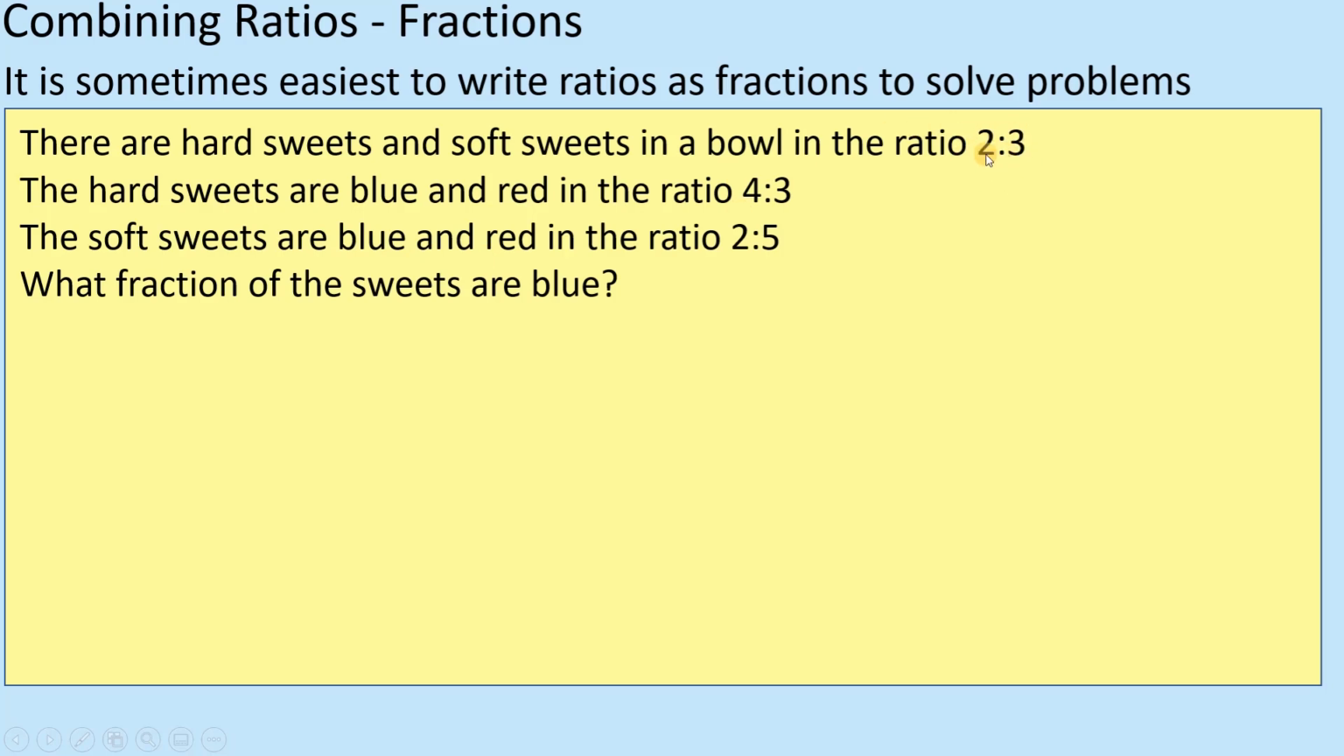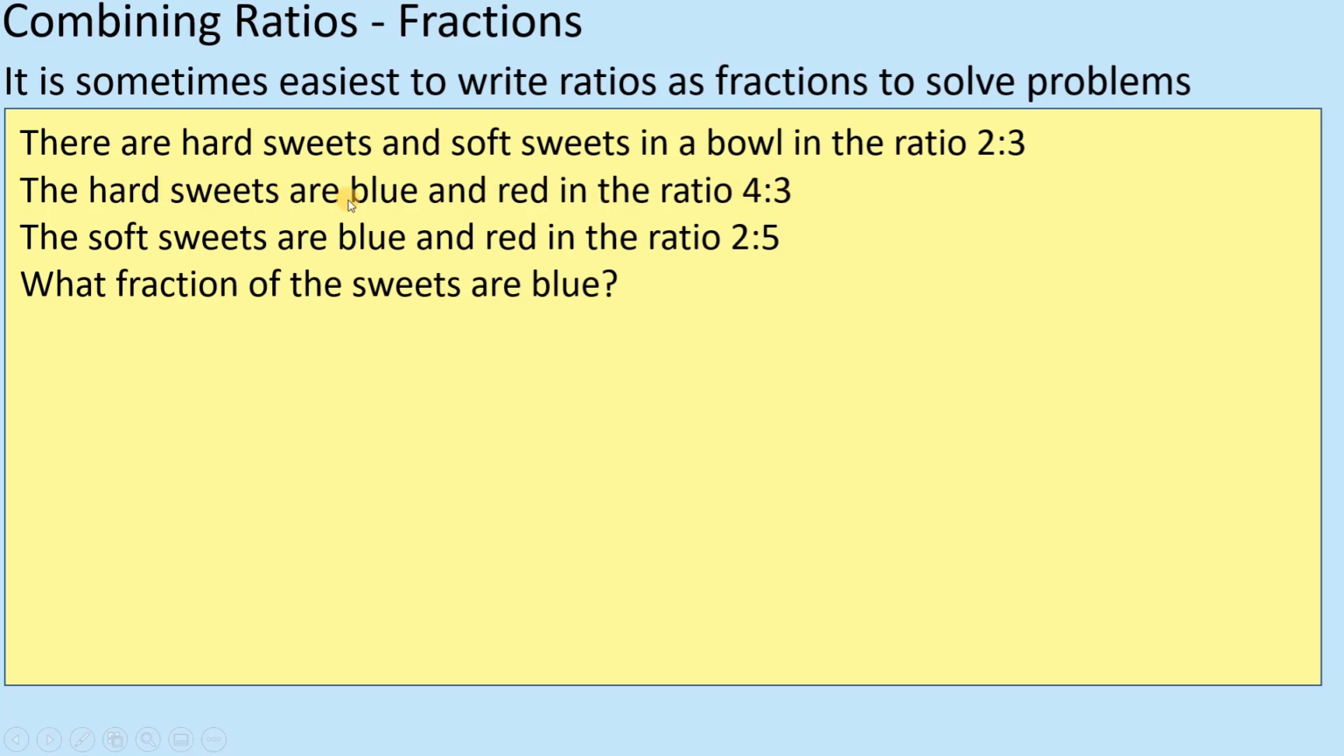Looking at this particular ratio here, you've got 2 to 3. When we're considering this as a fraction, because it says hard to soft, what we're saying is 2 parts are hard and 3 parts are soft. So there are 5 parts altogether, so we are looking at fifths. Considering the hard and soft, there are 2/5 which are hard and 3/5 which are soft.